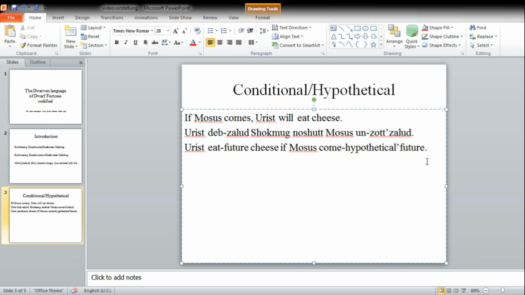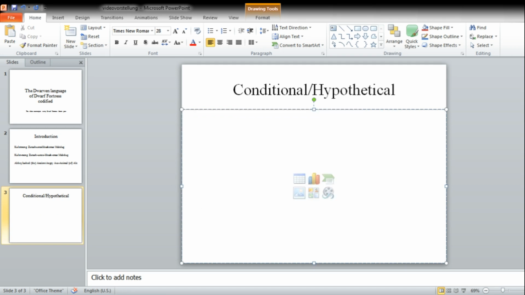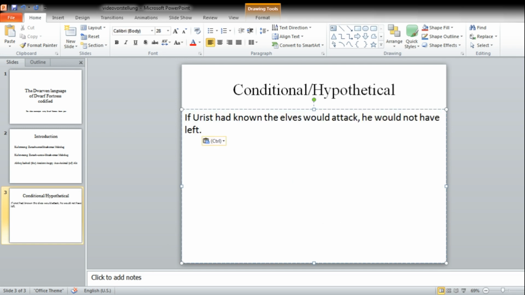And we can use this for more complex sentences as well. I think I have a pretty good example here somewhere. Here's a good one. So, if Eurist had known the elves would attack, he would not have left.